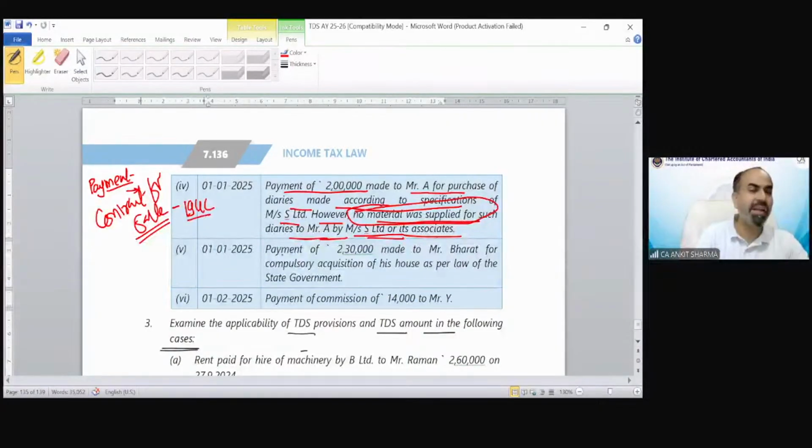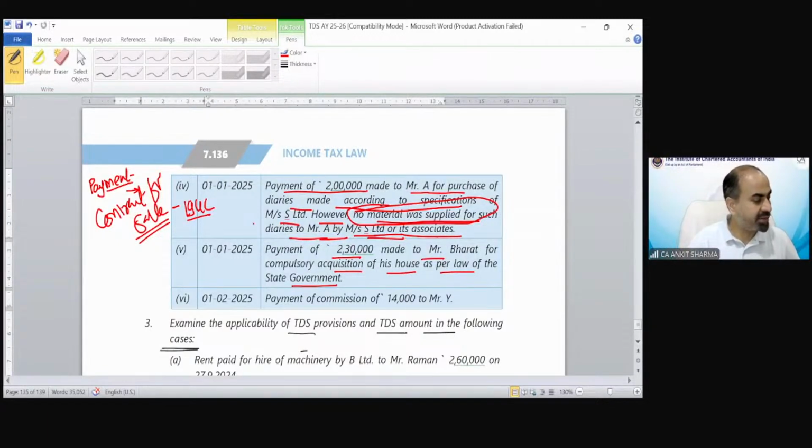That is outside the purview of section 194C. Very good. A lot of students have given the correct answer. Very, very good. Payment of 2,30,000 made to Mr. Bharat for compulsory acquisition of his house as per law of the state government. So it is a compulsory acquisition.